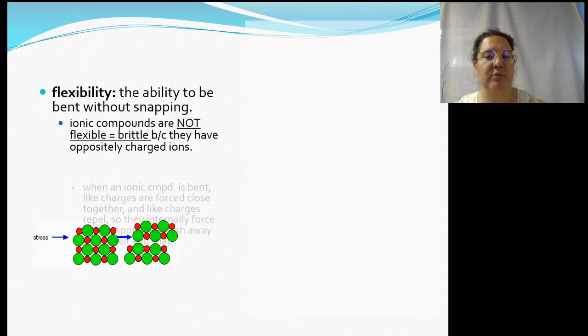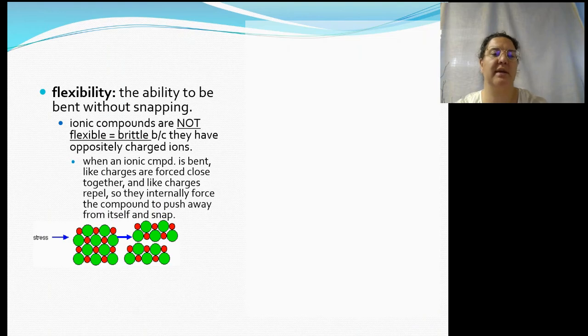When we look at some of the physical properties, we have flexibility, which is the ability to bend without snapping. Ionic compounds have a very strong bond. However, they're not flexible because the ions are oppositely charged. So when an ionic compound is bent, the like charges are forced together and they don't want to be together. As they internally force themselves apart, the compound is likely to snap.